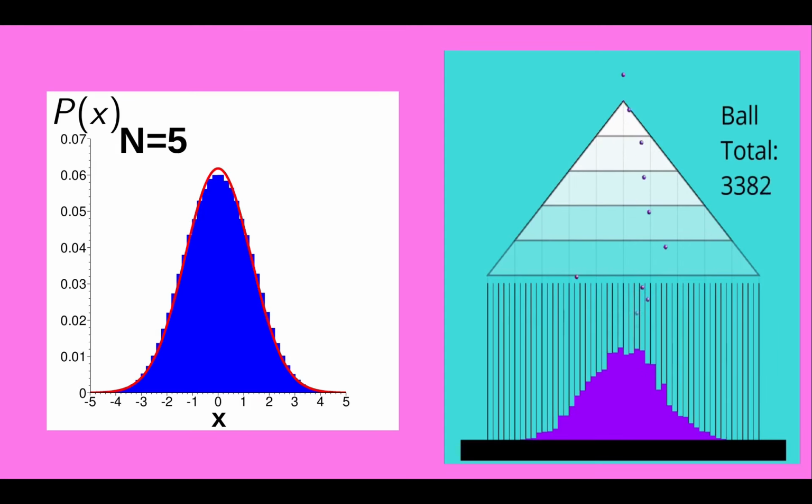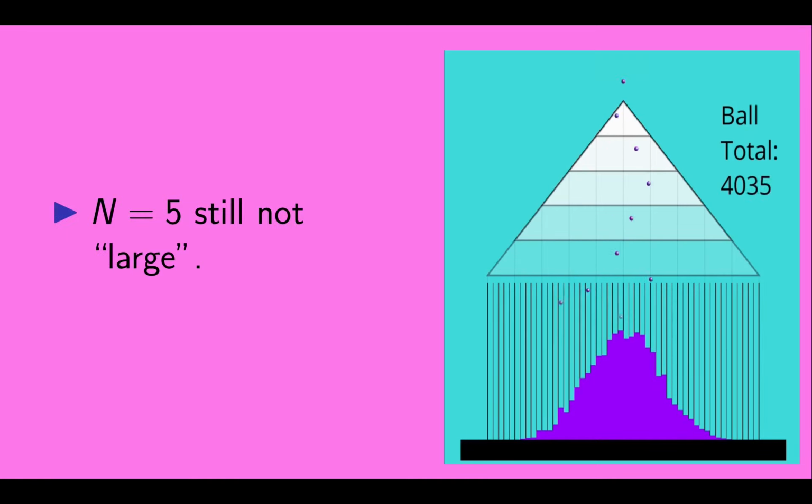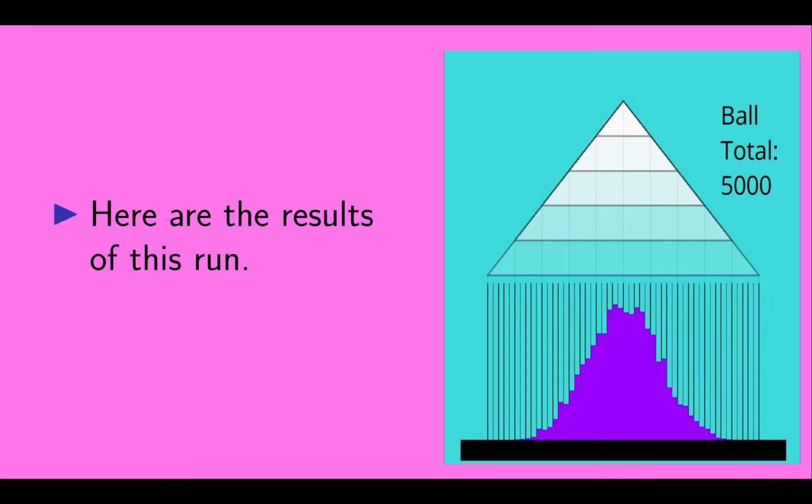Here, we've plotted a Gaussian curve on top. We can see improvement over the n equals 3 case. We can see some discrepancies, but it's good to keep in mind that even n equals 5 is not large. Okay, here are the results of the current run. Even with these statistics, we can see a Gaussian-like shape emerging.